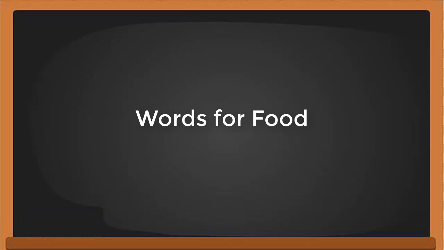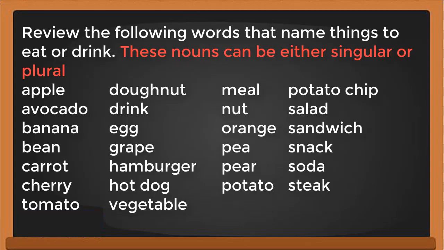Okay, now move on to the vocabulary for food. For food here you can use apple, donut, avocado, banana, and so on. This noun can be either singular or plural depending on the quantity that you have. If you have more than 1 apple, you have to say, I have 2 apples. You just add s to the noun.